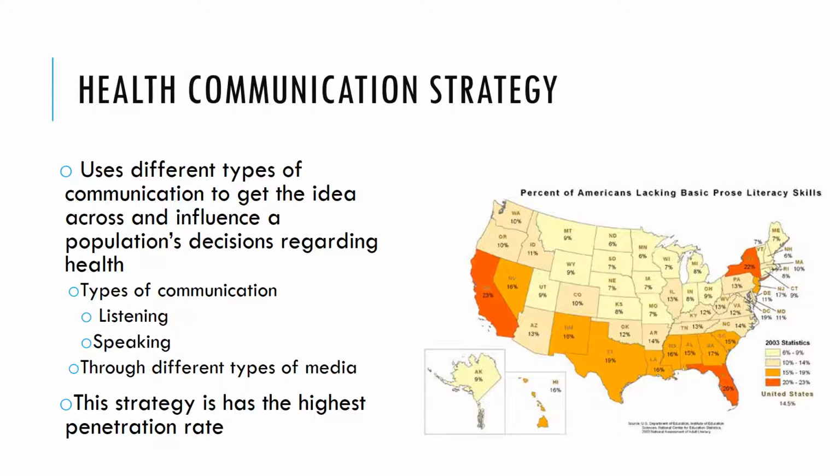Health communication strategy has the highest penetration rate, meaning that the ideas of the strategy reach high numbers of people in the population. An important thing for planners to take into account is the literacy rates of those in the targeted population, because not only will this affect the written forms of communication, but words that will be spoken in listening forums may not be recognizable. Here, we have an example of some literacy rates from around the country, and it shows just how important it is to take into account how low some of the rates are in certain states.